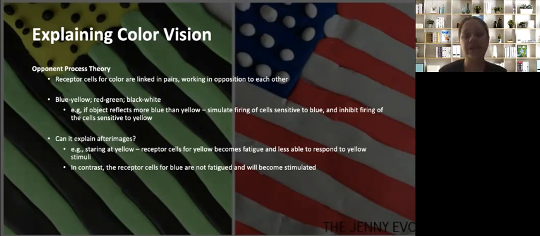So now the question is, does this explain that sort of after image that you get when you stare at certain colors and then you look at a blank page and you actually see different colors or the opposite colors? And it does provide some explanation. After staring at a certain color for a long period of time, those receptor cells become very fatigued and you become less and less able to respond to them.